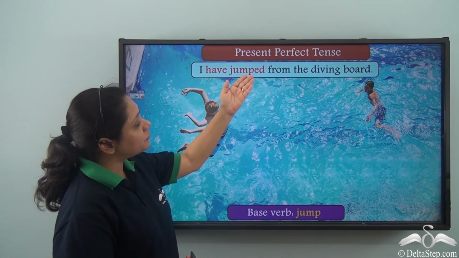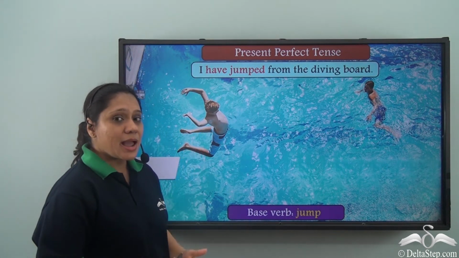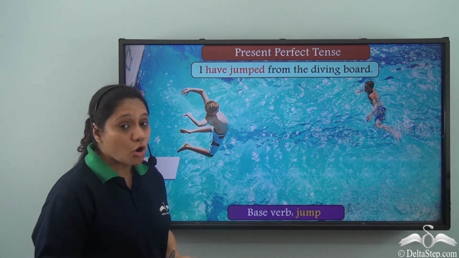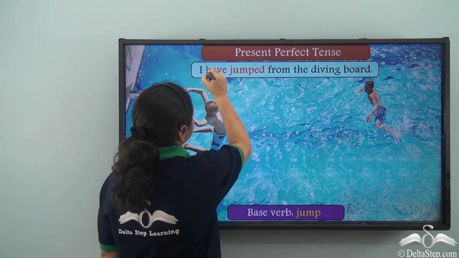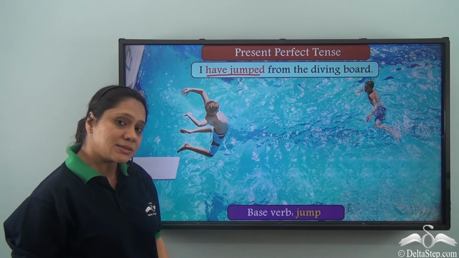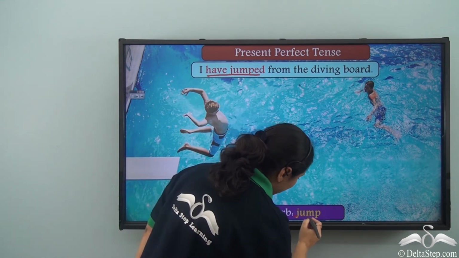I have jumped from the diving board. We know that this boy has jumped sometime from the diving board, but we don't know when. So, have jumped is in the present perfect tense and it has been formed from the base verb jump.